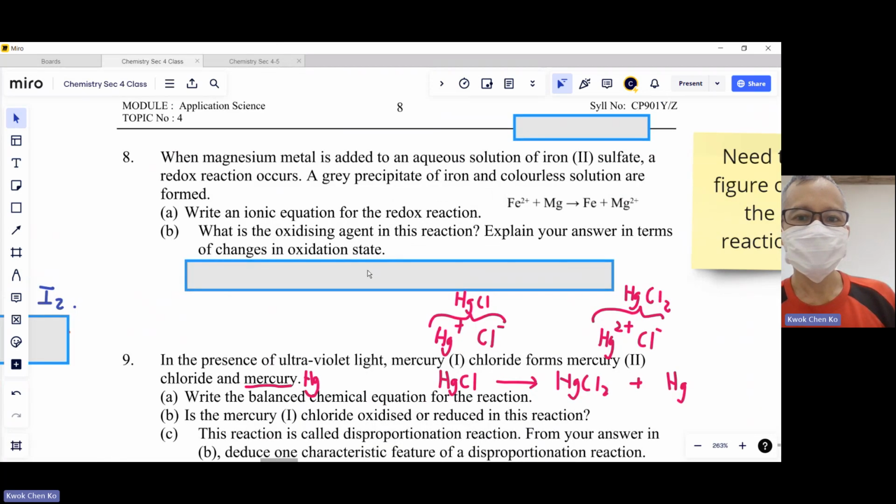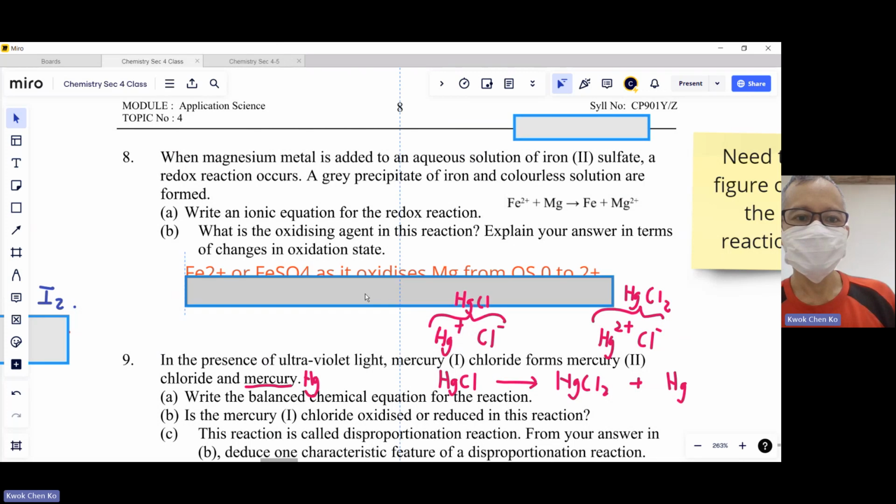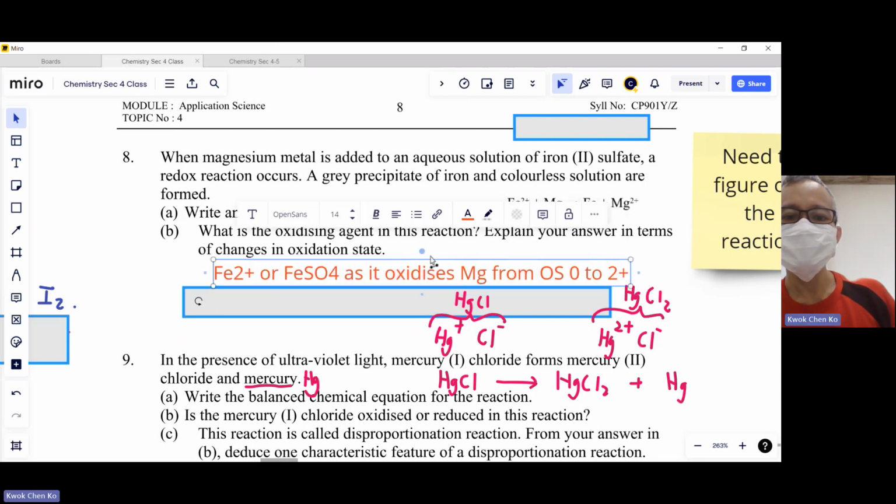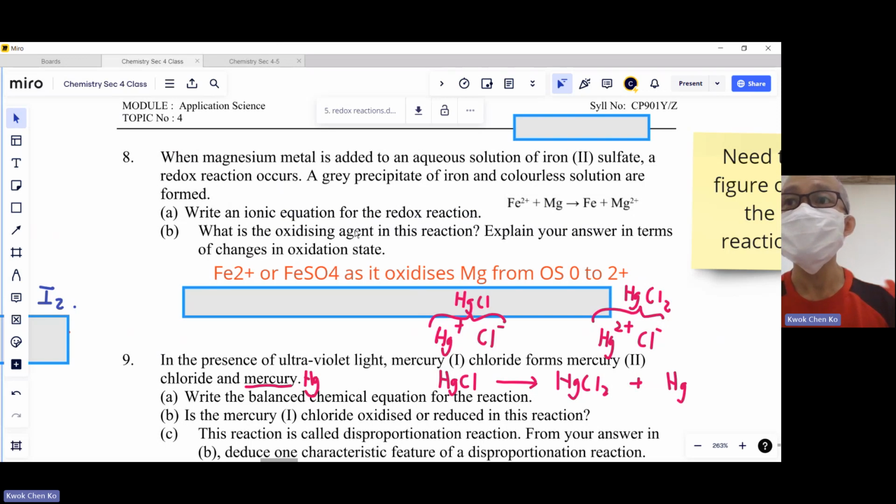Thinking, what's the oxidizing agent? Good. Okay, so for the oxidizing agent, I try to use the whole reactant. So the safest is FeSO4. So that should be the answer. It is the oxidizing agent because it oxidizes something, magnesium, from OS 0 to 2 plus. Okay, because they did ask for OS. They didn't ask for oxygen or hydrogen.